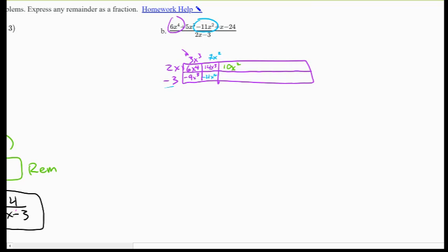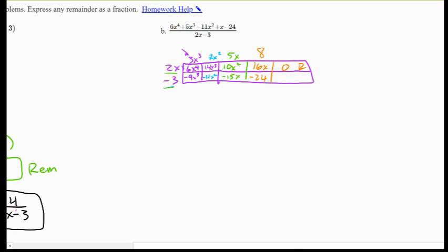10x squared. Then 2x times 5x gives me 10x squared. 5x times negative 3 is negative 15x. Then the number that adds to negative 15x to get to x would be 16x. And then that means the top number here has to be 8. This becomes negative 24. And it looks like my remainder here is 0 because I end with negative 24 here.